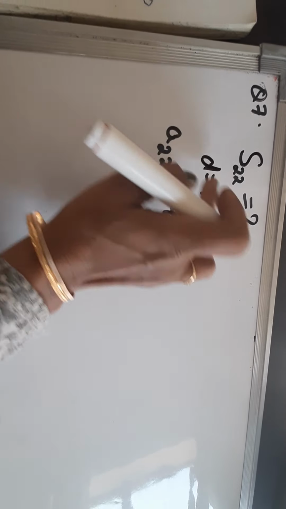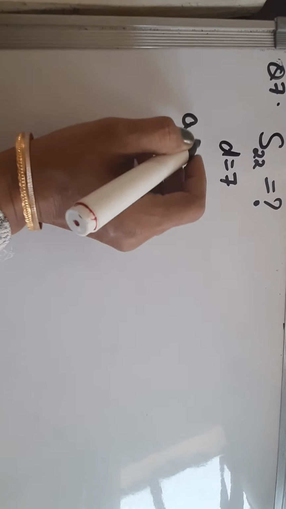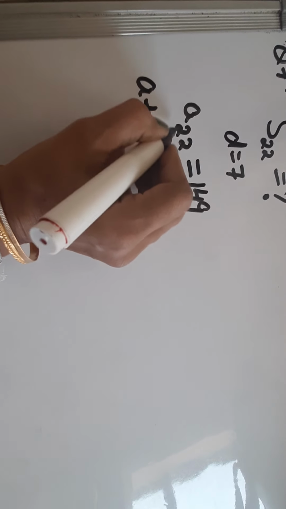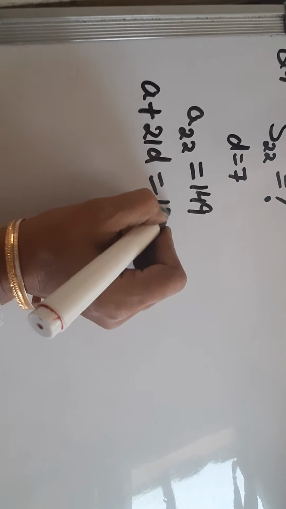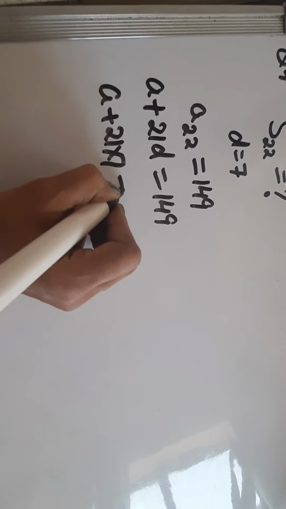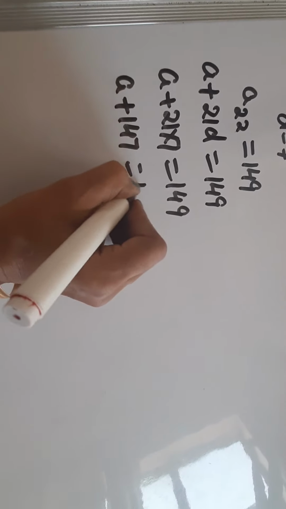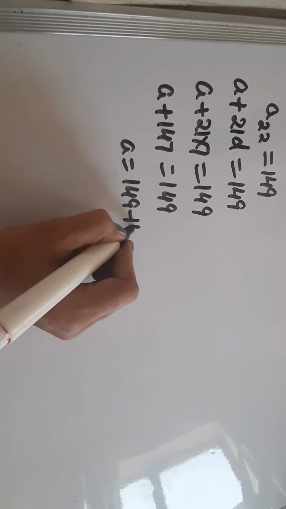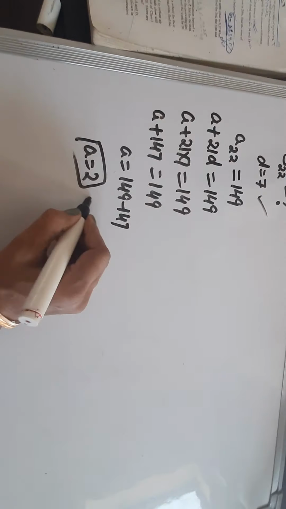Now this is given to you, this is unknown. We are not going to start with this, we will start with the given part, that is a22. So what is the formula for a22? a plus n minus 1, n is 22, 22 minus 1 is 21d, equal to 149. So a we need to find out, d is given to us. So let us find it out. So from here we'll get a is equal to 149 minus 147, a is equal to 2. So very simple.